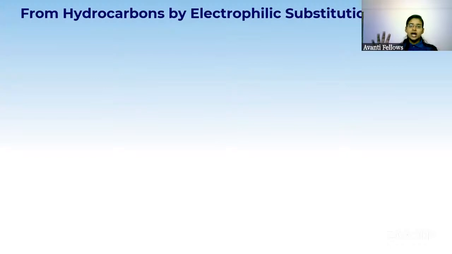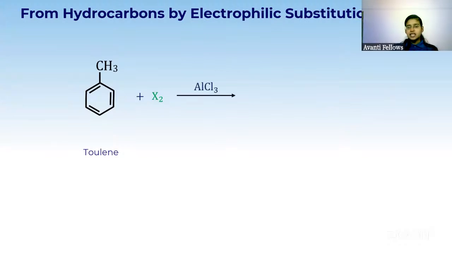Let me take an aromatic hydrocarbon. The very simple example is toluene. Toluene contains only carbon and hydrogen, so it is an example of a hydrocarbon. If CH3 is attached to the phenyl ring, it is called toluene. To this, we have to add a halogen in the presence of AlCl3. This X2 and AlCl3 is the electrophilic reagent. Mainly this X will be chlorine or bromine, etc. From this reagent, the electrophile will be generated.